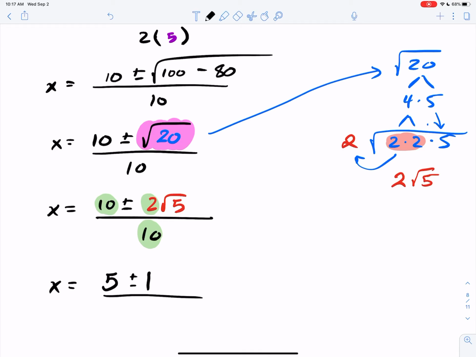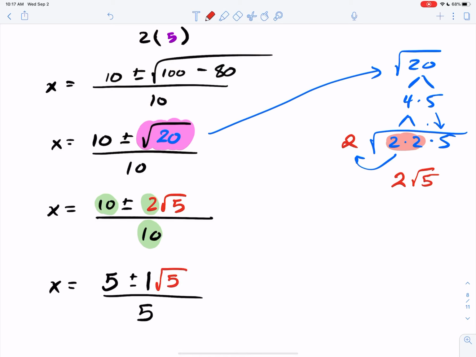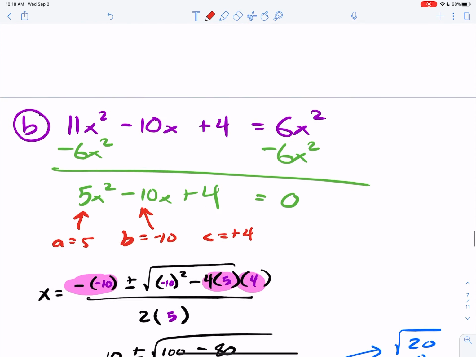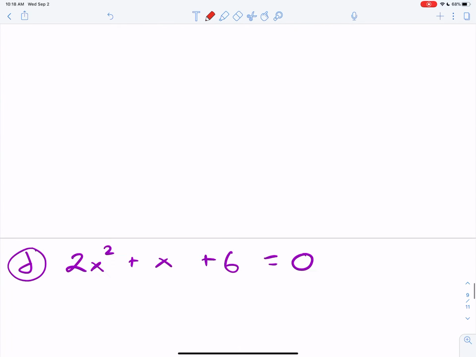Okay? If I divide that bottom 10 by 2, I get 5. Think of this as you guys reducing the fraction, okay? The radical stays the same. Now, if there's a 1 in front of the radical, you really don't need it. So technically, you could just write it as x equals 5 plus or minus radical 5 all over 5 without that little 1 right there. So there you have it. Okay? So sometimes you can simplify it and sometimes you can't. All right?